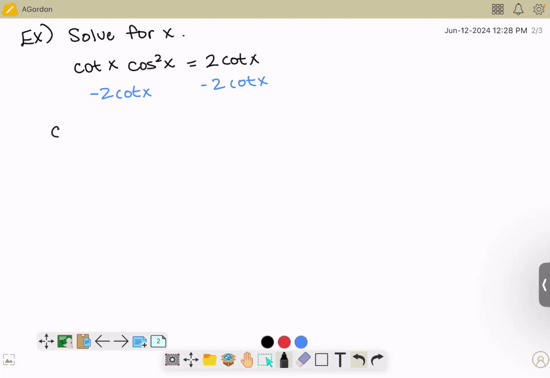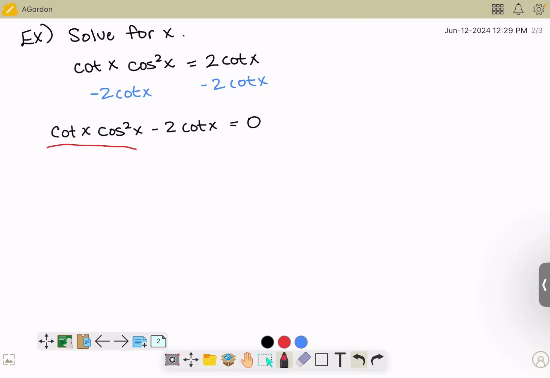So I'm just going to add it on here, subtracting cotangent x. The right side is now 0. Now I want to see if I can factor the left side. First thing with factoring, I want to check for a greatest common factor, and I'm looking between my terms.